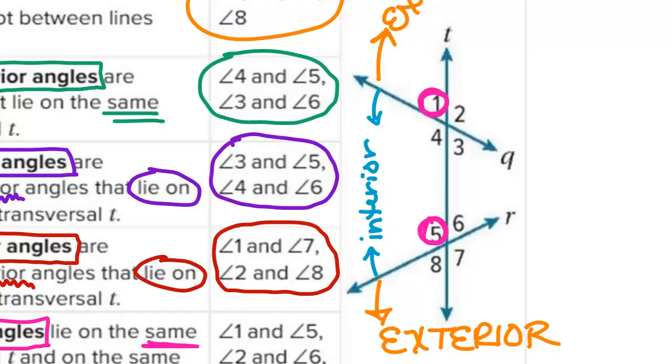Could you give me another pair of corresponding angles? 2 and 6, upper right and upper right. Another pair? 4 and 8, lower left, lower left. One more pair? 3 and 7, lower right and lower right. We look at each of these intersections and we look at the 4 corners made and we match those corners. So far, so good? Please let me know.